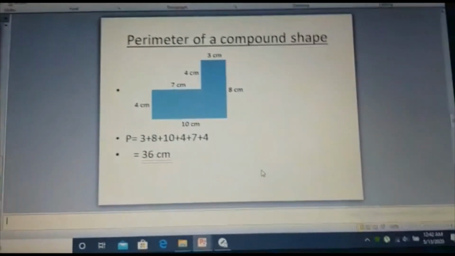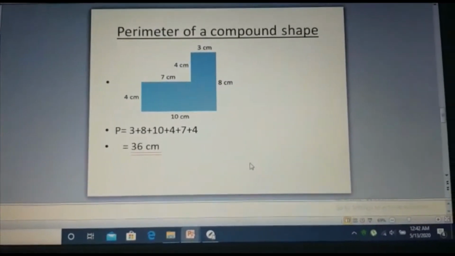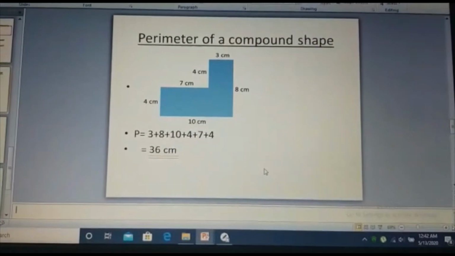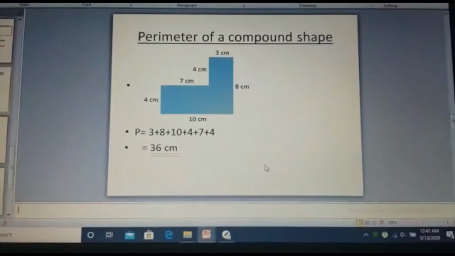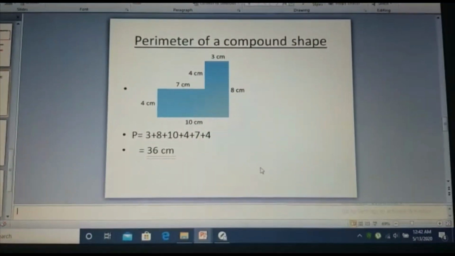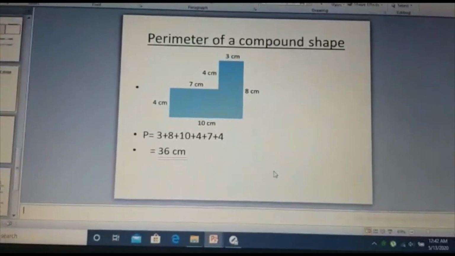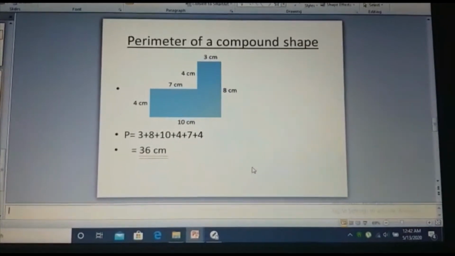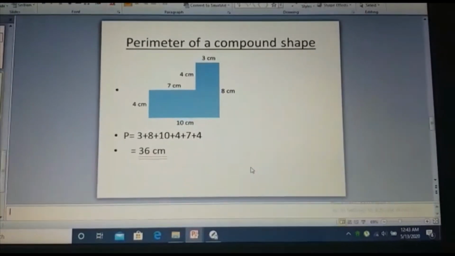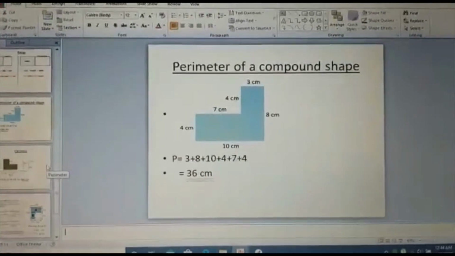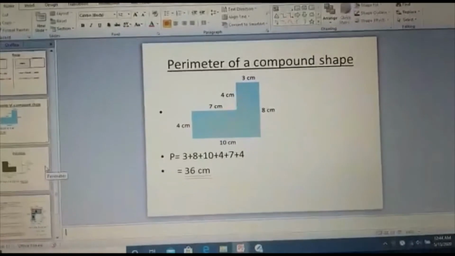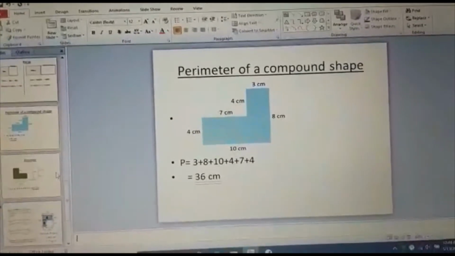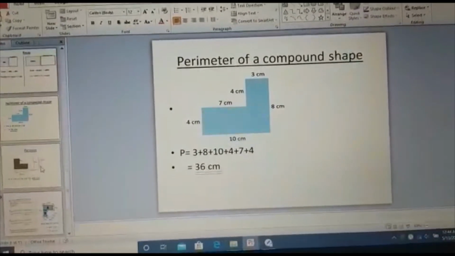Okay, that is the same as finding the perimeter, but here it's a compound shape, so we need to consider all the sides. That's all. This is how we find the perimeter of a compound shape if the measurements of all the sides are given. If it is not given, we need to find the missing side first. Okay, so just have a look at the next figure. Let's have a look at the next shape.